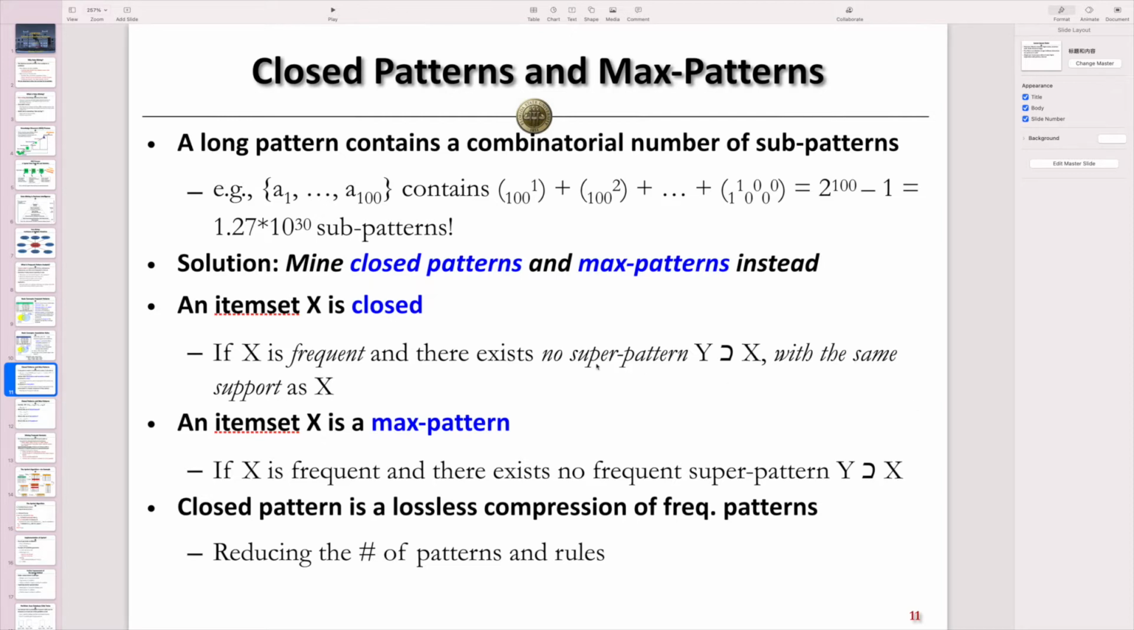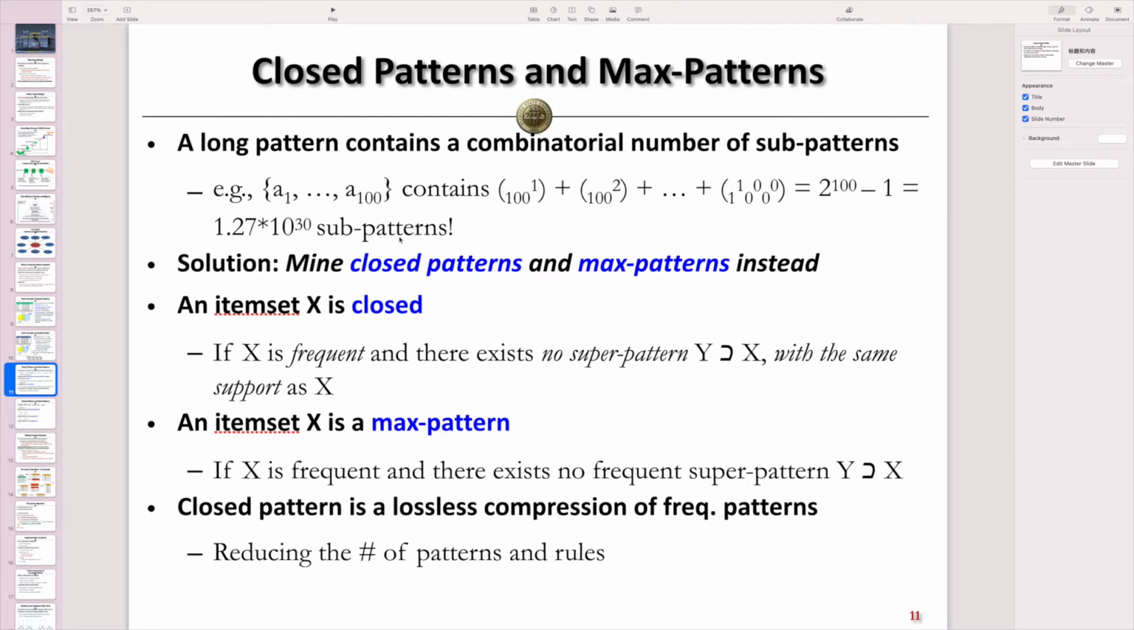Let's assume we have a data set that contains 100 items, and we will define some patterns based on these items, which can compose item sets. So how many different patterns, or different item sets, can we define based on these 100 items? It will be 100 choose 1 plus 100 choose 2 until 100 choose 100. According to similar analysis, we know this summation equals 2 raised to 100 minus 1, so the size will be 1.27 times 10 raised to 30 sub-patterns.